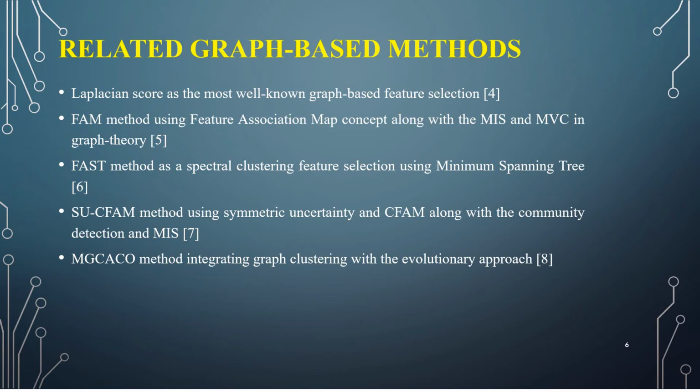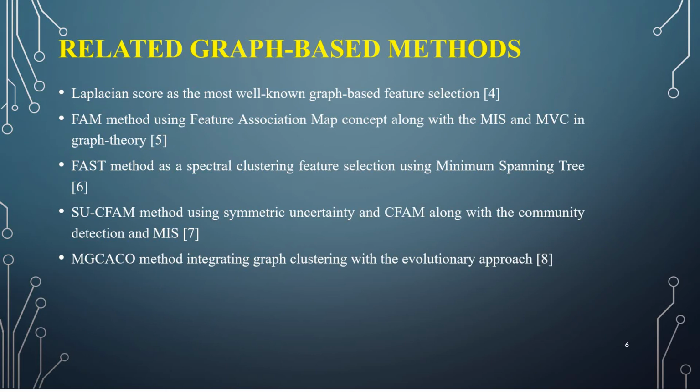maximal independent set (MIS) is used to select a subset of features. The drawback of using FAM is that it ignores the relationship between features and labels and only considers the redundancy among the features. The FAST method is another graph-based feature selection method using a minimum spanning tree, or MST, for clustering the features and then selects the features of each cluster that best represent that cluster as the final features.